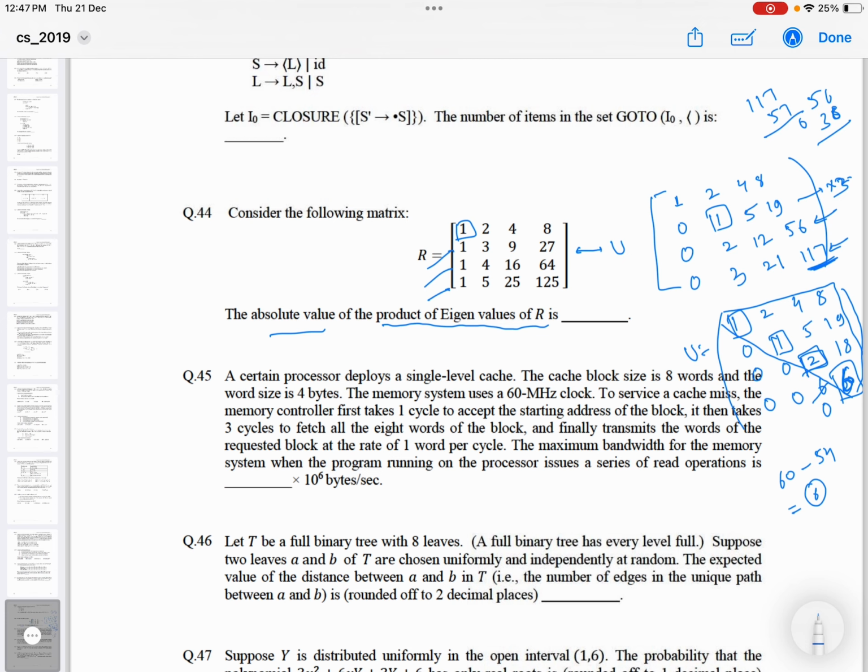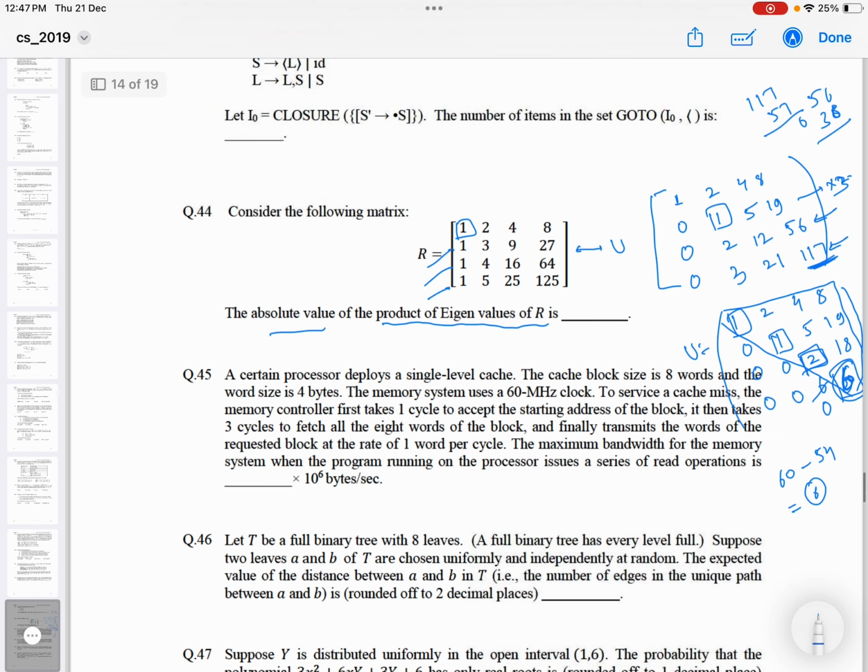Now what you can do is take the product, and if you take the product of 6 into 2 into 1 into 1, that will be 12. So the correct answer for this is 12. That is all. That was the only two questions from this 2019 paper.